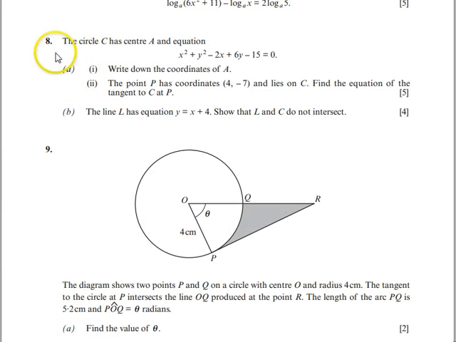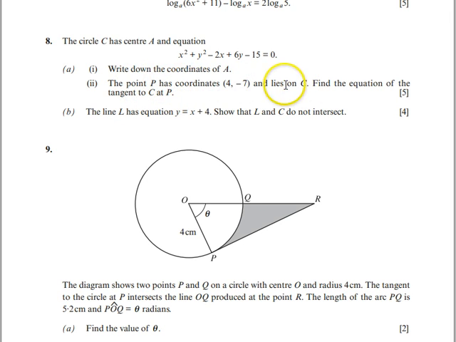Okay, guys, let's have a look at question 8 then. The circle C has centre A and equation x squared plus y squared minus 2x plus 6y minus 15 equals 0. Write down the coordinates of the centre A then. And then part 2, that was part 1. Part 2, the point P has coordinates 4, 7 and lies on C, on the circle. Find the equation of the tangent to C at P.